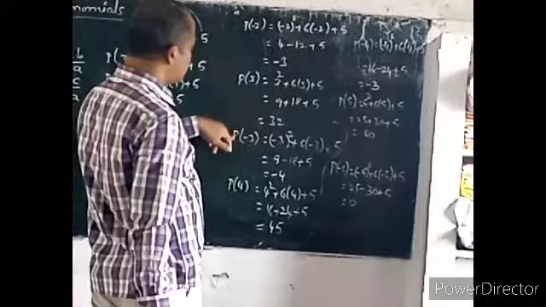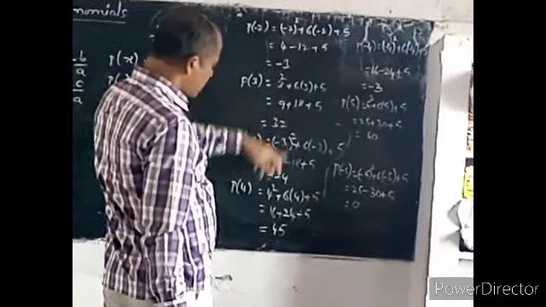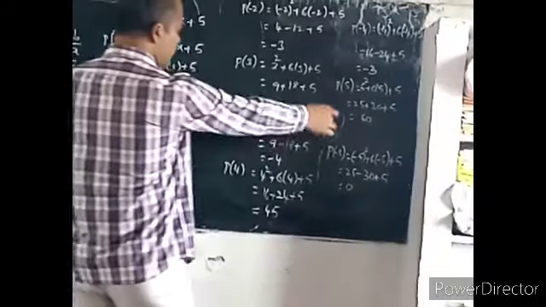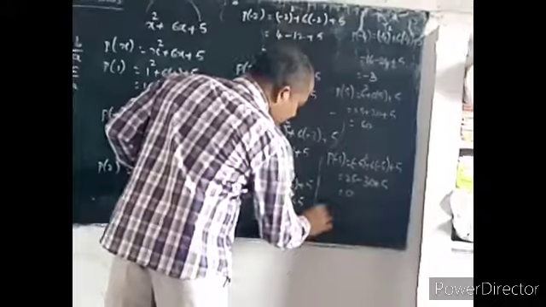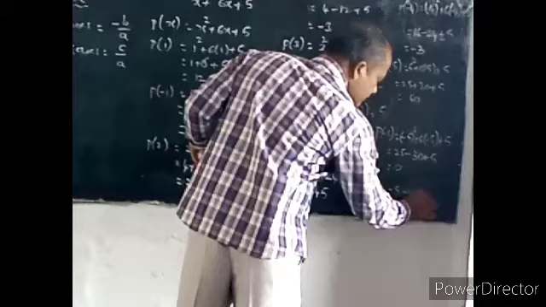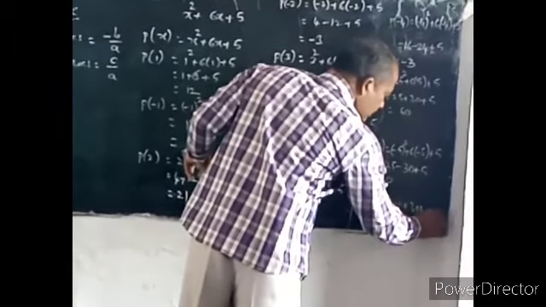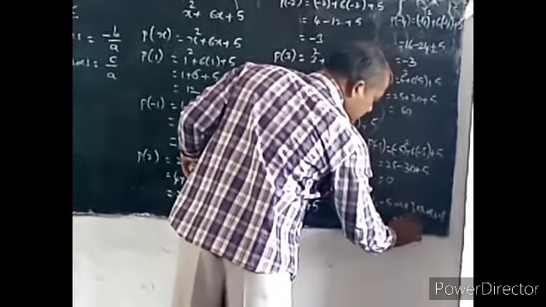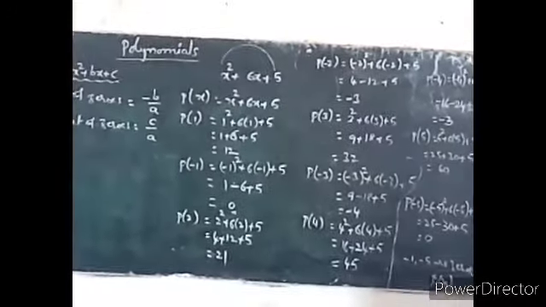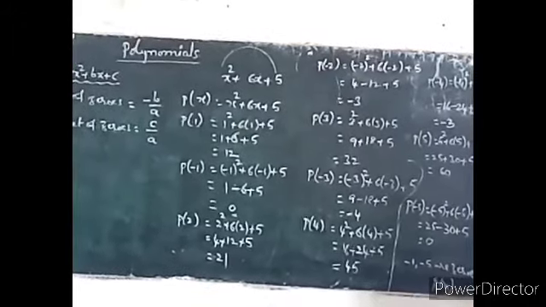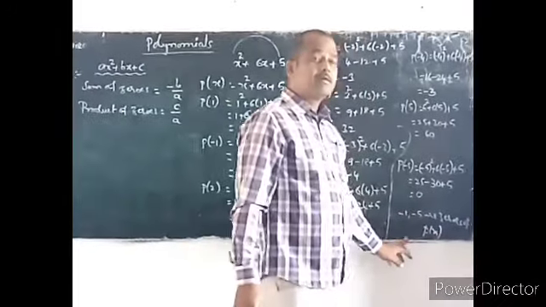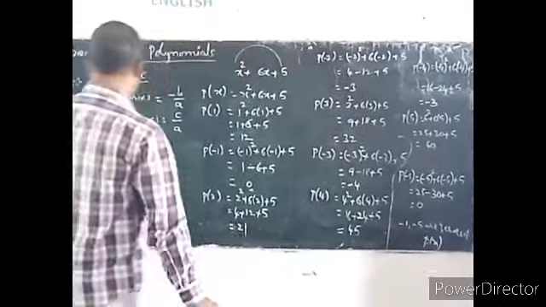Therefore, which are the zeros, where we are getting 0? P of minus 1 is 0 and p of minus 5 is 0. Therefore, minus 1 and minus 5 are zeros of p of x. Is it true or not? Check it. Sum of zeros: minus 1 plus minus 5.